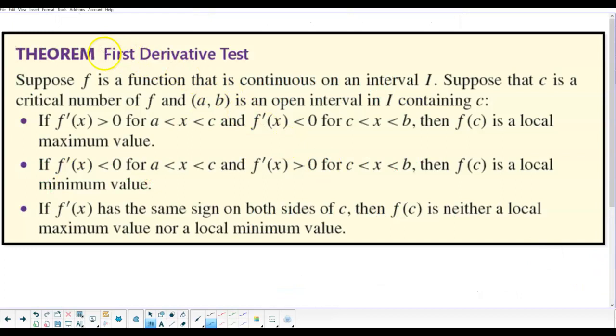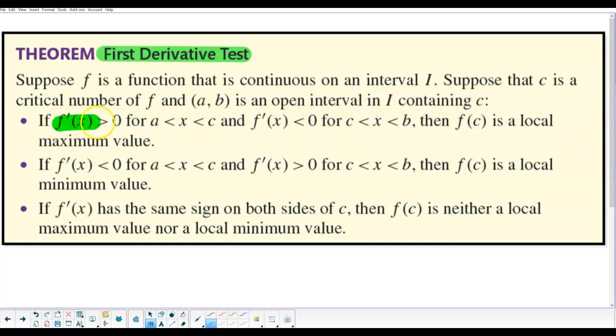All right, that brings us to the first derivative test. Suppose f is a function that is continuous on the interval I. Suppose that c is a critical number. Now, notice c is a critical number, that means its derivative is 0 at c. And suppose (a, b) is an open interval in I containing c. What does all that mean?